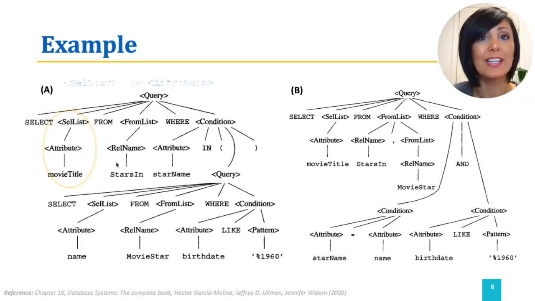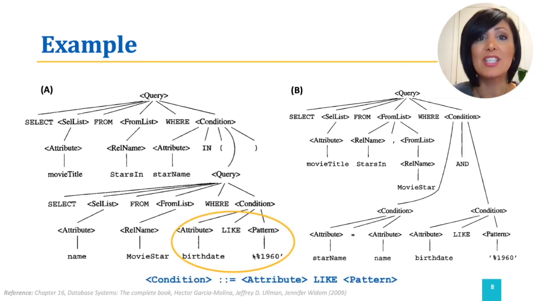Select list in query A uses the rule select list is expressed as attribute. And then the attribute is substituted in the following level with movie title, which is the name of the used attribute. Second, the condition in query A uses condition expressed as attribute like pattern. And the pattern and the attribute are substituted in the next level. Can you find the rest?